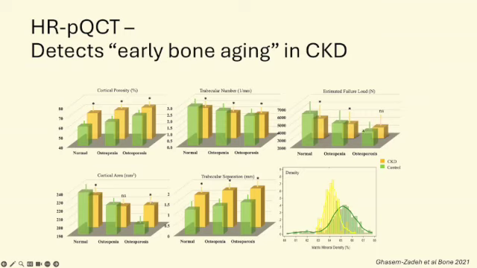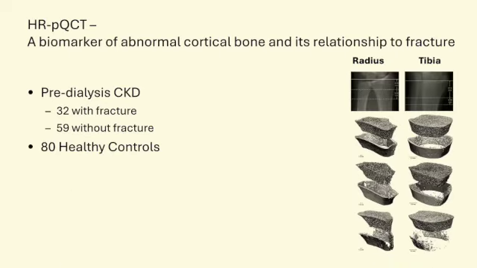So I think it gives a lot of information on what the quality of that bone is. And also, in particular, what's going on with, I think, the main compartment that we're worried about in CKD, the cortical bone. And we've done work looking at HRpQCT as a biomarker of abnormal cortical bone and also how it relates to fracture.